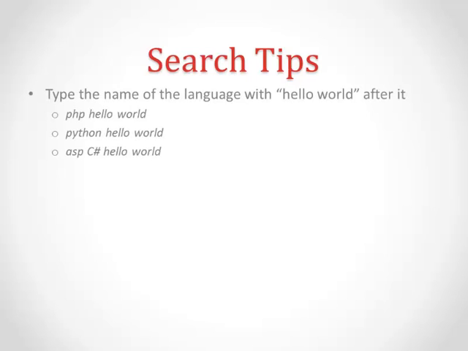Okay, so you could type the name of the language with the words hello world after it, and that is probably going to be the best way for you to find out how to get started with a certain language. You could do, say, PHP hello world in Google, or Python hello world in Google, ASP C# hello world in Google. That will take you to a page that will most likely give you instructions on how to install the stuff you need to make the language work and everything. It'll be kind of a one-stop shop to get you started.